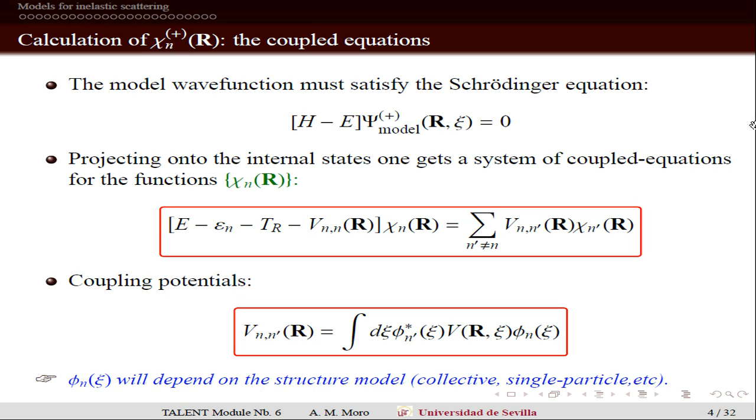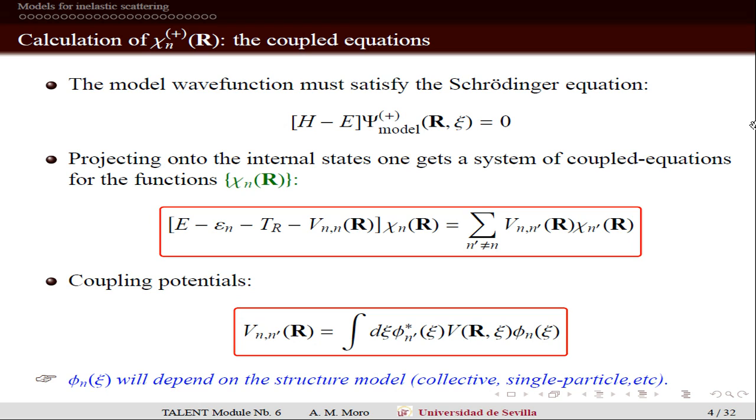So we have vectors here. In practice, we always make an angular momentum expansion to take advantage of the fact that the total angular momentum has to be conserved. So we can separate the angular part. The key ingredients in this representation of these coupled equations are these coupling potentials. That is where the structure information enters. So all the different models enter here through these internal wave functions.